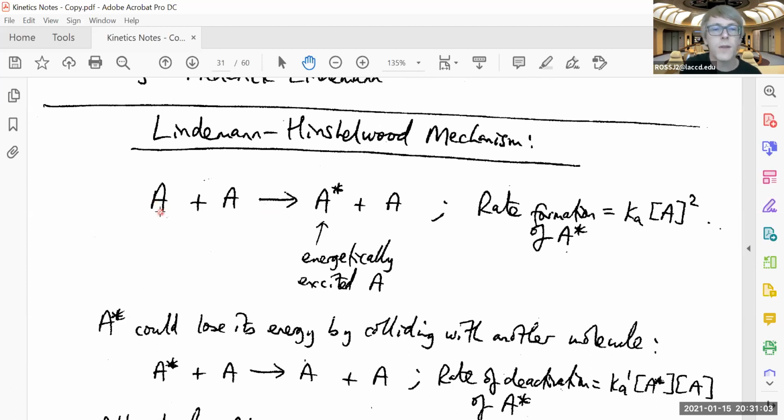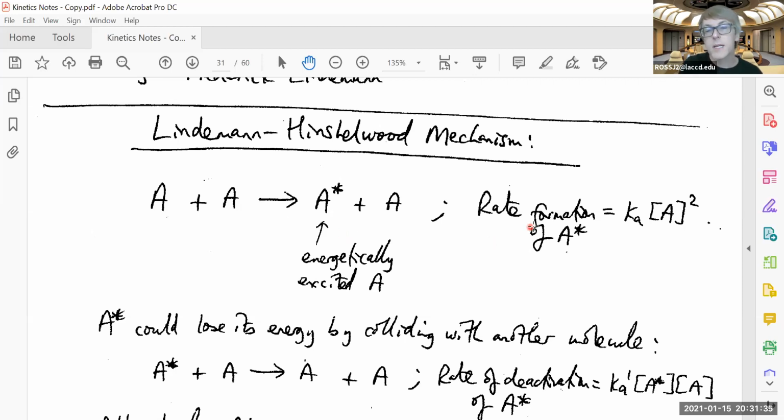So take a molecule A, and it's in a sea of its own kind. So there's obviously, unless you have just one molecule, it's going to be bathed in its other clone molecules. So it can collide with itself, with another version of itself, to give an energetically excited version of itself, which we label with this asterisk here to mean energetically excited.